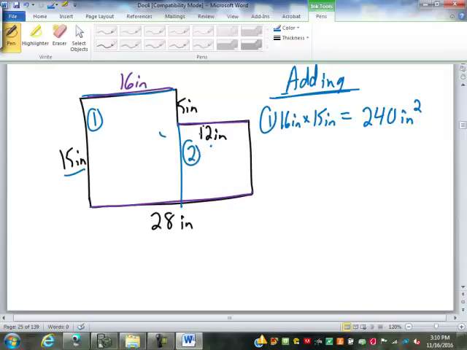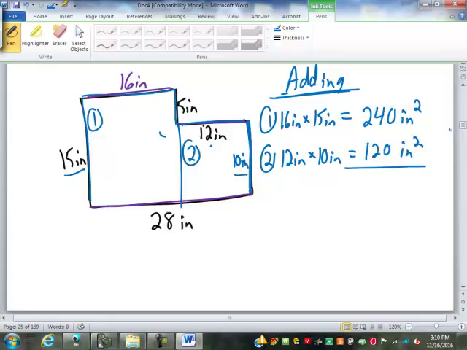Piece 2 here. This is 12 inches here. What's this dimension going to be? 10. Perfect. It's 15 all the way up. We subtract the 5. We're left with 10. Go ahead. 120 inches squared. Perfect. 12 inches times 10 inches is 120 square inches, or inches squared. We add those to get 360 inches squared, or square inches, is our area.